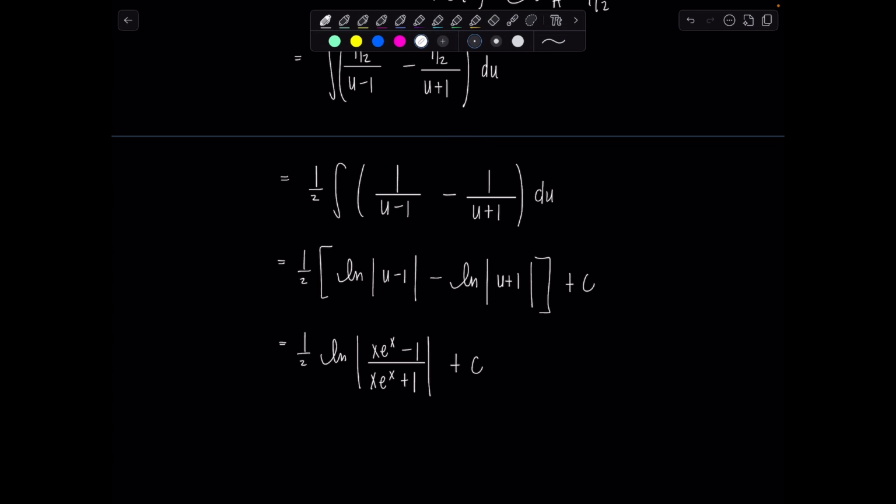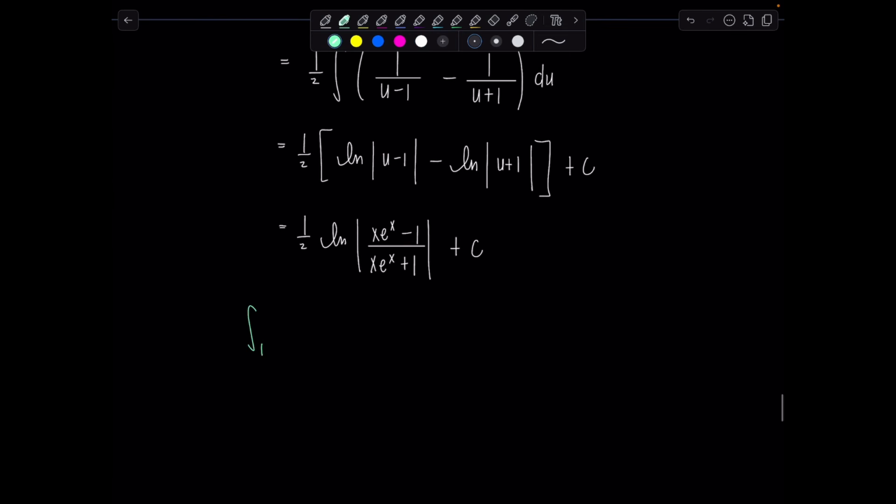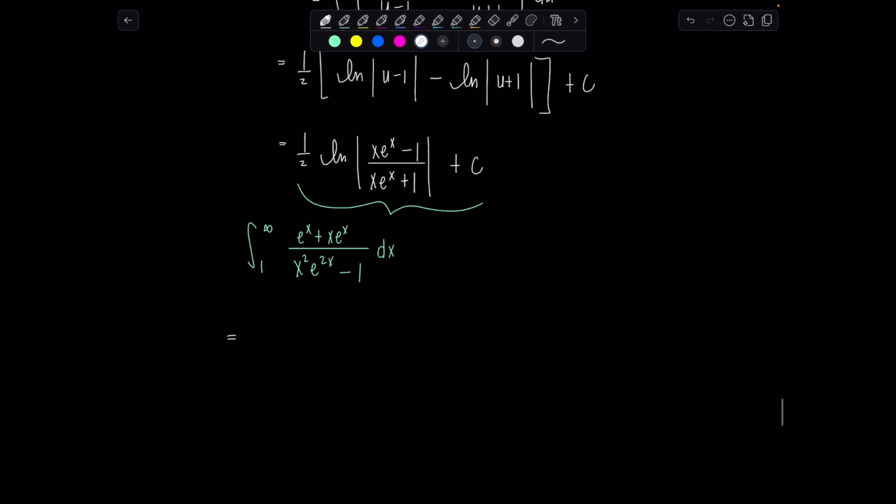Good? Okay, so back to the original integral. So we had 1 to infinity, right? e to the x plus x e to the x over, it was x squared e to the 2x minus 1 dx. I now have the antiderivative here. So I can just rewrite this as the limit as t goes to infinity.